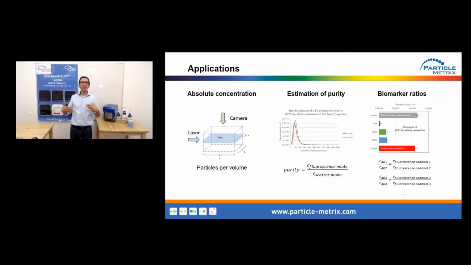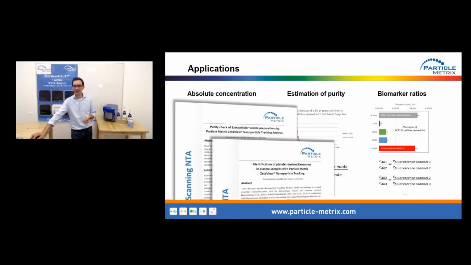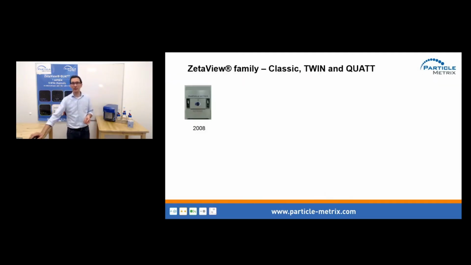In the same way, if you have several lasers, then the NTA can feature biomarker ratios. So you have different fluorescence channels, different lasers. So this gives you really biomarker ratios, which is very strong. And we have up to 4 lasers, so there are a lot of ratios. Again, we have technical notes explaining how we do the staining, how we do the measurement. Make sure you get one of those as well.